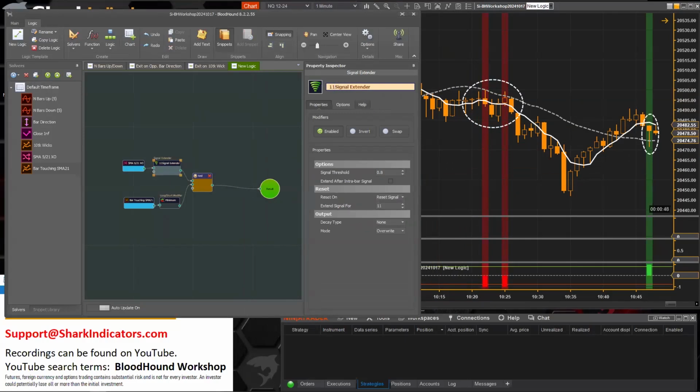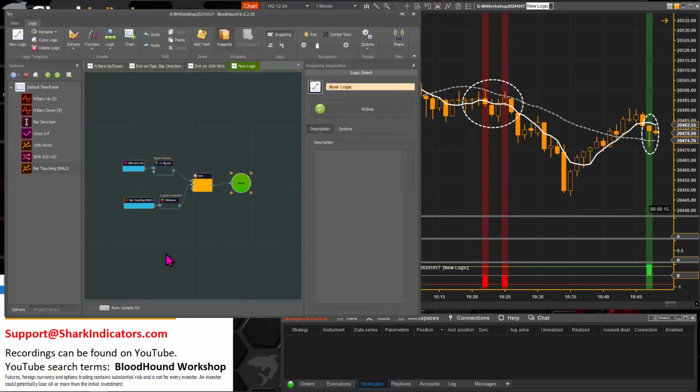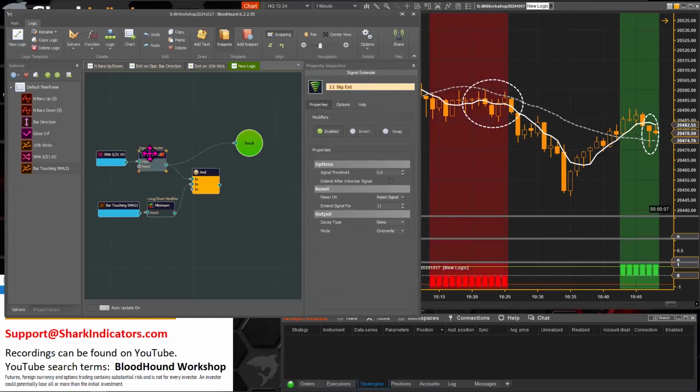So here, let me put, I always like to put the number of bars the signal extender is extending for there. There we have it. And then to clean this up even more, right, because we actually have two short signals here because we did get two pullbacks there. So if you want to clean this up, then what we want to do is turn off the signal extending, right?